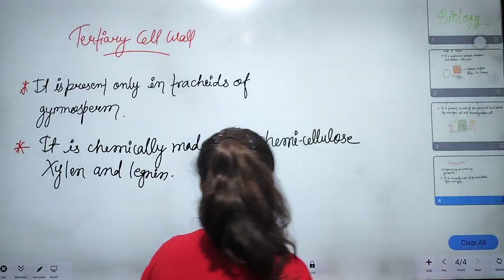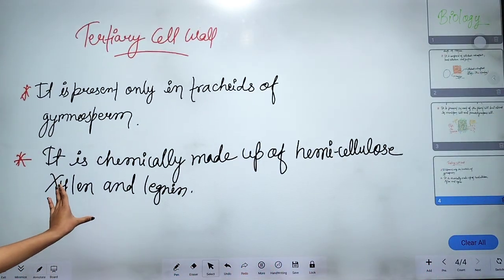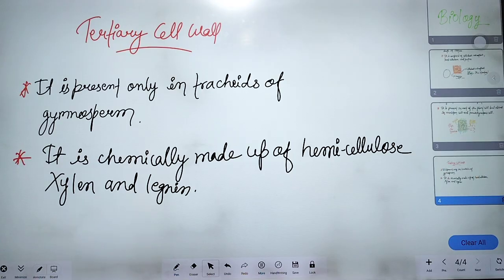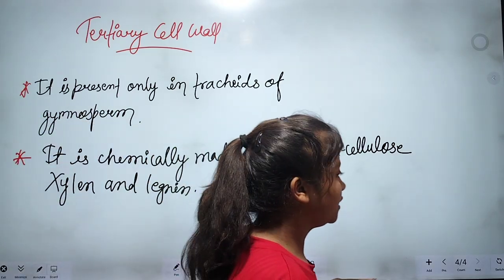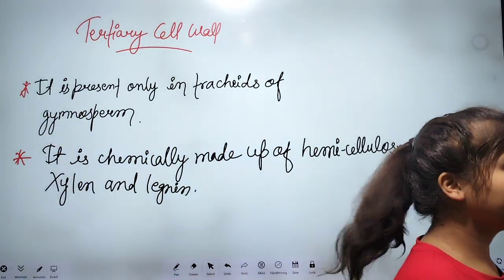Last one, that is the tertiary cell wall. It is present only in the tracheids of gymnosperm. Okay, so it is only present in tracheids of, this is a type of plant group, angiosperm and gymnosperm. And the next point is that it is chemically made up of hemicellulose, xylan and lignin. Okay, it is chemically made up of hemicellulose, xylan and lignin. Its composition is different as compared to the primary cell wall and the secondary cell wall.